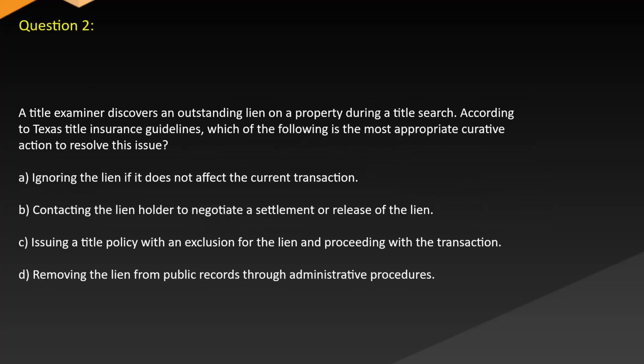Question 2. A title examiner discovers an outstanding lien on a property during a title search. According to Texas title insurance guidelines, which of the following is the most appropriate curative action to resolve this issue? A. Ignoring the lien if it does not affect the current transaction. B. Contacting the lien holder to negotiate a settlement or release of the lien. C. Issuing a title policy with an exclusion for the lien and proceeding with the transaction. D. Removing the lien from public records through administrative procedures.